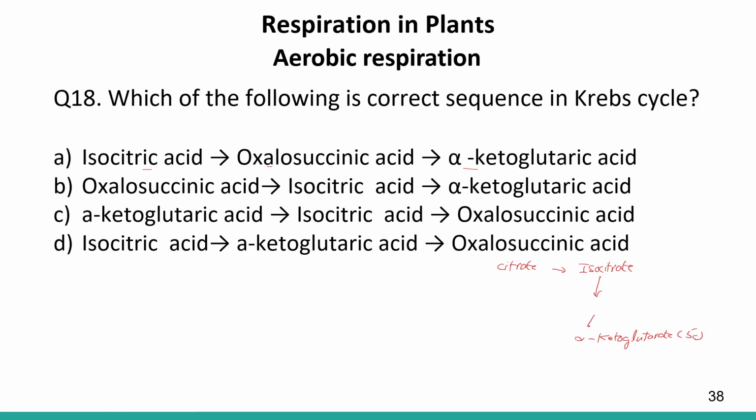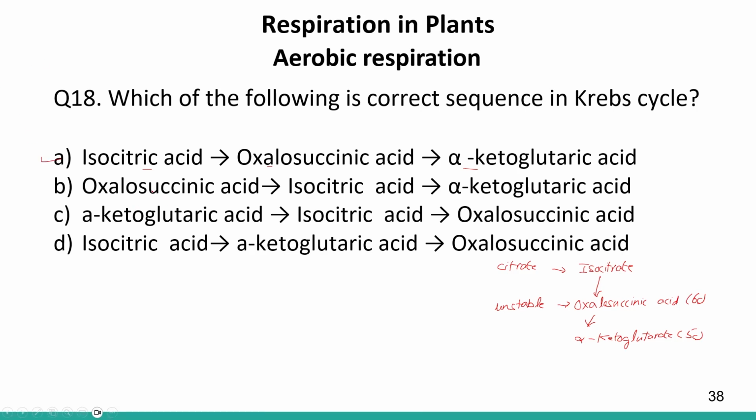But what happens? Initially, a 6-carbon intermediate is formed, which is known as oxalosuccinic acid, or oxalosuccinate. So this is a 6-carbon compound and this is unstable. This is an unstable compound and quickly dissociates to form alpha ketoglutarate. Alright, so option A is correct.